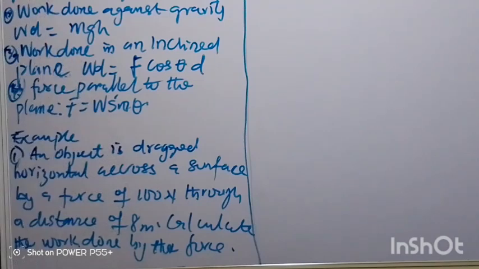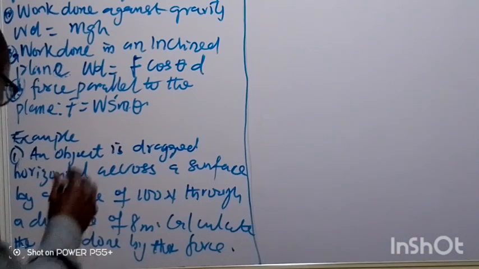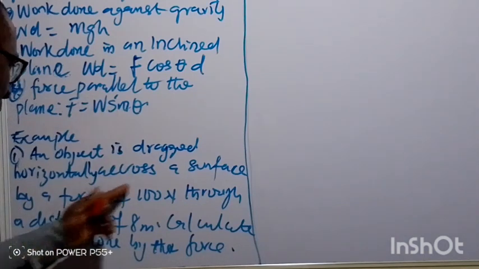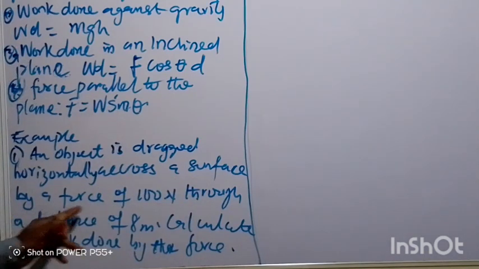Let's take this one as example 1. An object is dragged horizontally across a surface by a force of 100 Newton through a distance of 8 meters. Calculate the work done by the force.